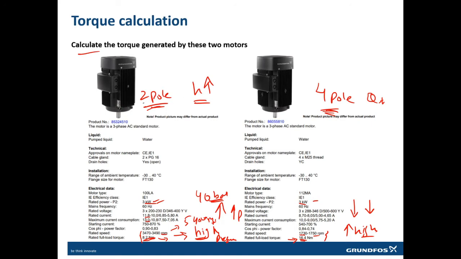So those are the differences when to choose a 2-pole pump or a 4-pole pump. So 2-pole pumps are more efficient in developing the pressure. 4-pole pumps are more efficient in providing more flow. So this is the comparison between both.